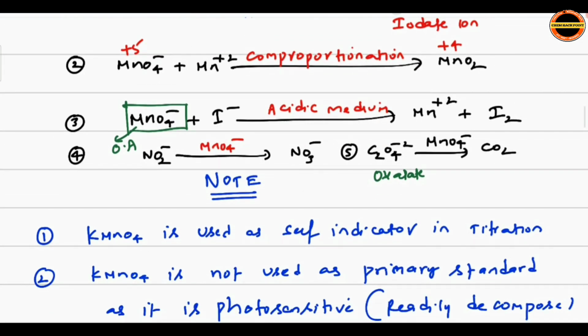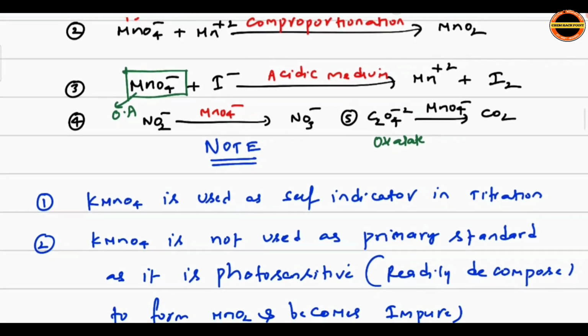Here observe one note, important statements I gave under note. KMnO₄ is used as a self-indicator in titration. It is already colored, so it is used as a self-indicator. KMnO₄ is not used as a primary standard. Primary standard means a solution of known concentration. We know in titrations we use one solution whose concentration is already known to us, by using which we calculate the other concentration.